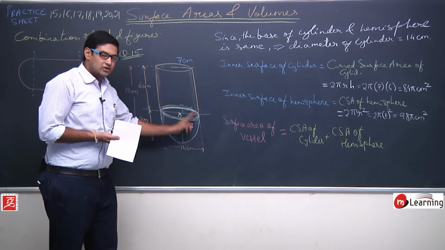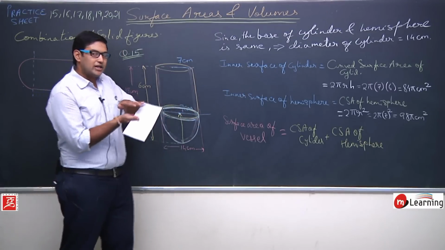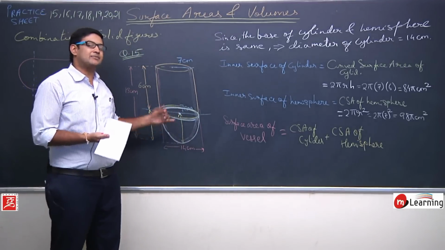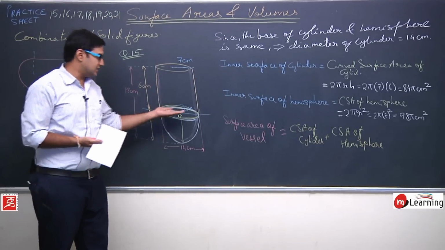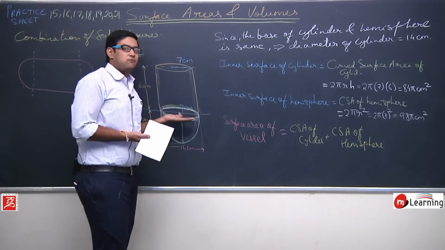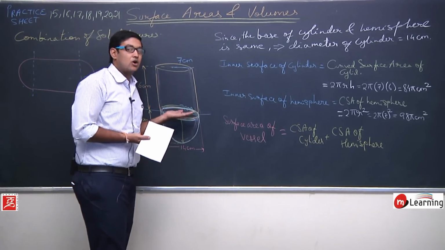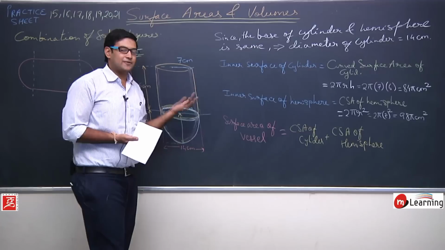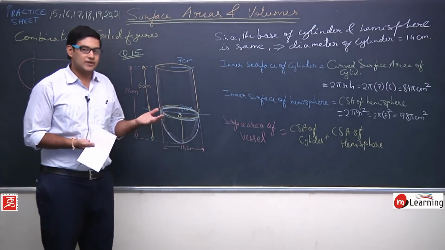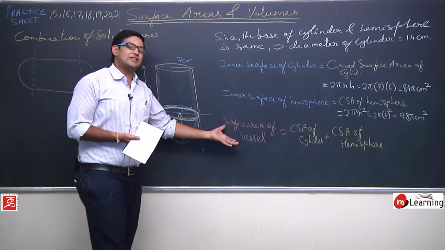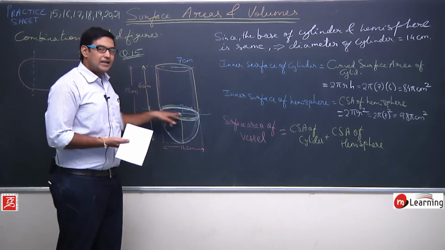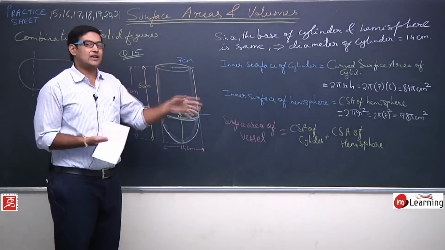Okay, you can color the walls, but you cannot color the joining portion, because this cylinder is hollow as well as this hemisphere is also hollow. There is nothing, a plate or any floor inside this. Okay, it's a hollow hemisphere and hollow cylinder. So the curved surface area of cylinder plus curved surface area of hemisphere is the total surface area of the vessel. Surface area of vessel means the inner area on which I can paint, I can color.